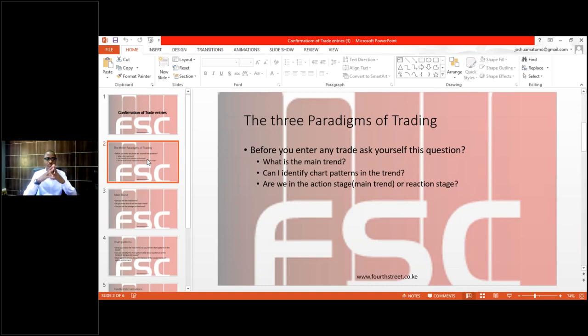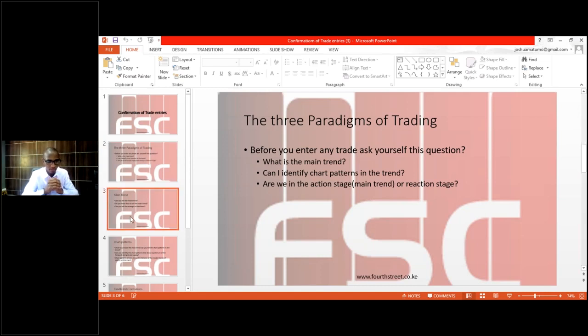Just be patient, wait for an opportunity to spot patterns that align with the main trend of the market. The old saying on Wall Street is that we are friends to the trend until it changes, and this is the whole point. And the third point would be, of course, are we in the action stage or the reaction stage? Will you trade the trend or wait for a pullback in order to join the main trend? That is in case you missed the first trend.